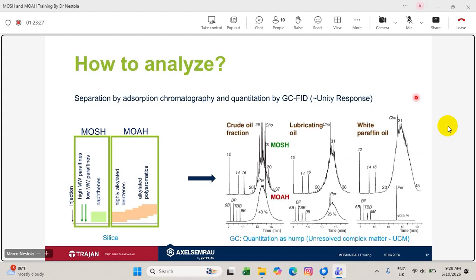Therefore, it's one important rule of thumb that the MOAH hump basically needs to resemble somehow the shape and the maximum retention time of the MOSH hump. That's also important when you're interpreting chromatograms. It doesn't make any sense that you have a MOAH contamination in the front and the MOSH contamination in the back. That's absolutely not possible when we talk about mineral oil.